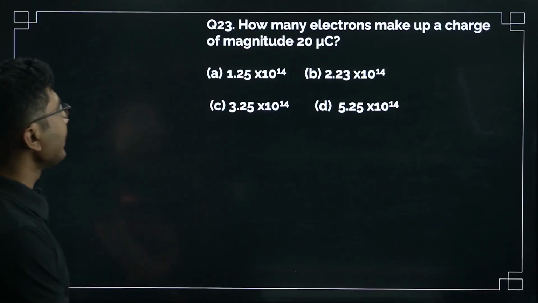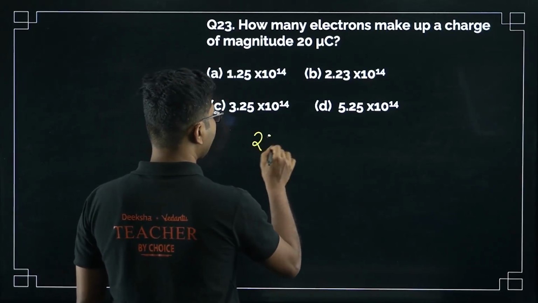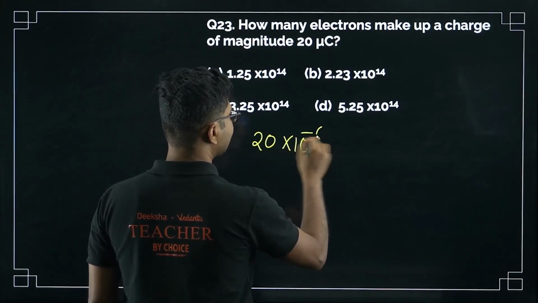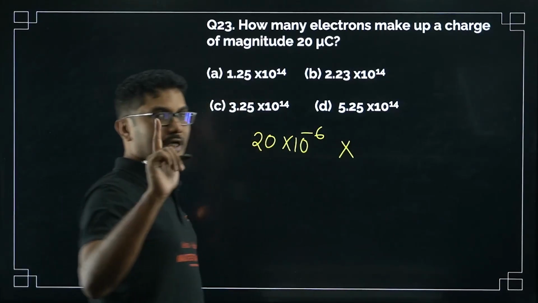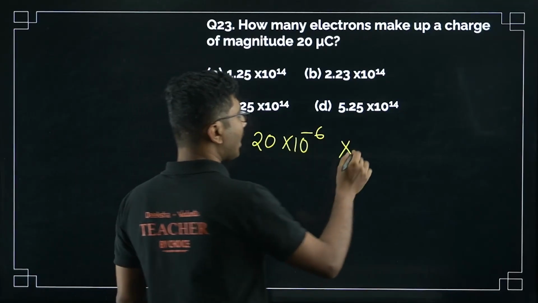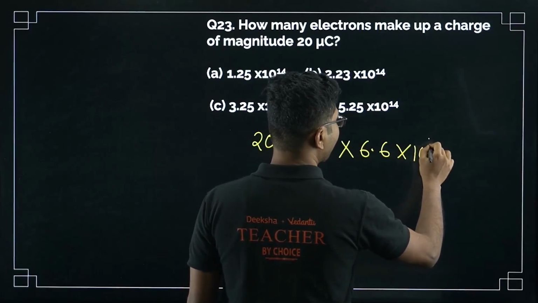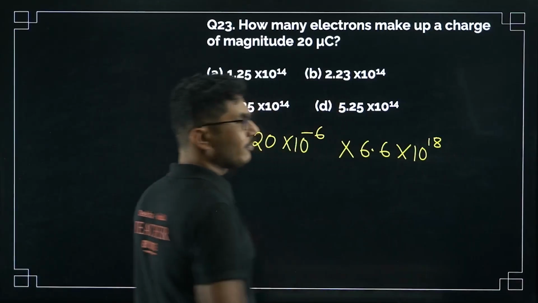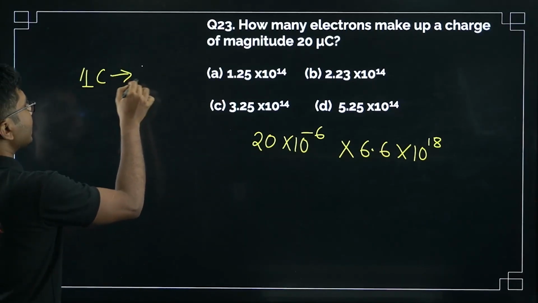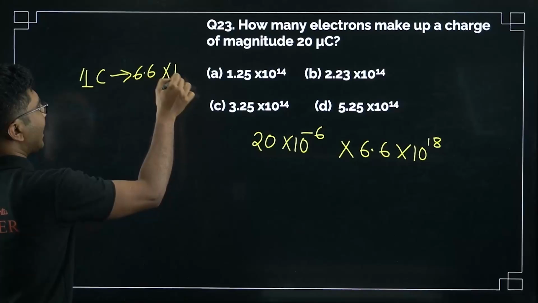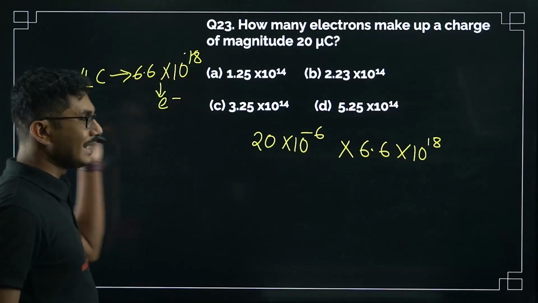Next, how many electrons make up a charge of magnitude 20 microcoulomb? 20 microcoulomb means 20 into 10 to the power of minus 6. Now you have to remember one simple fact that one coulomb charge gives you about 6.6 into 10 to the power of 18 number of electrons. One coulomb gives you 6.625, but I am approximating. So this is the number of electrons present in 1 coulomb charge.